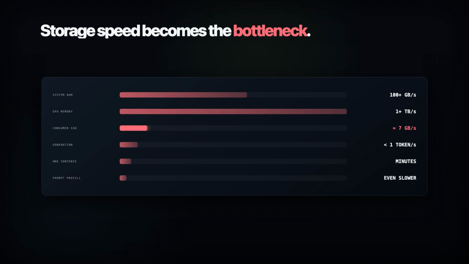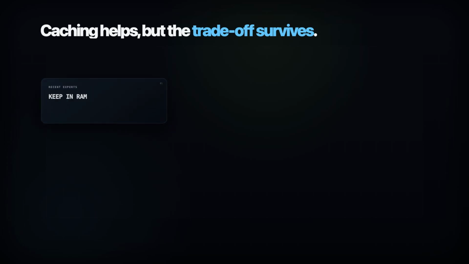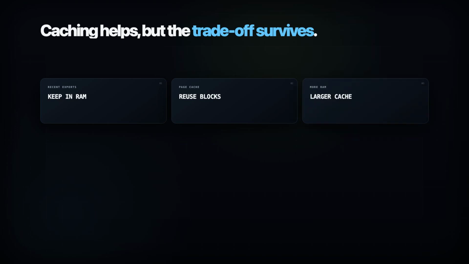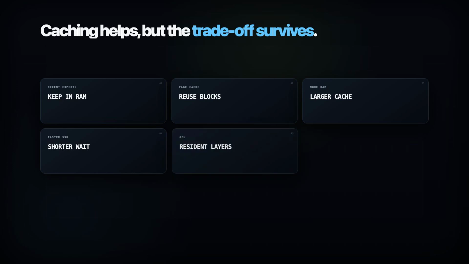The prompt processing stage may be even more painful because every token in the input must pass through the model before the answer begins. Caching can help. Recently used experts may remain in RAM because nearby tokens sometimes activate similar experts. The operating system may also keep frequently accessed sections of the model in its page cache. More RAM means a larger cache. A faster SSD means weights arrive sooner. And a GPU can accelerate the portions of the model that remain resident. But none of these techniques remove the fundamental trade-off. When you replace fast memory with slow storage, you pay with time.